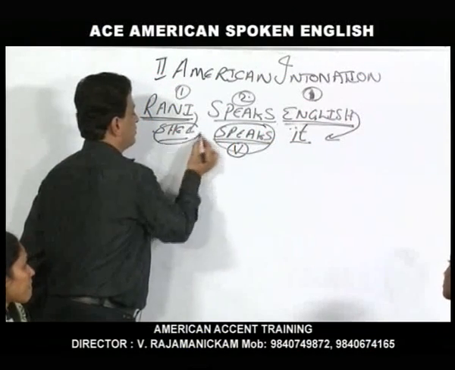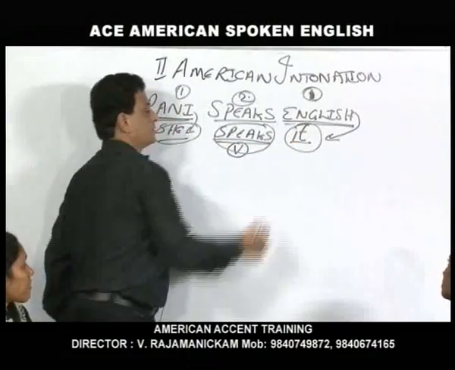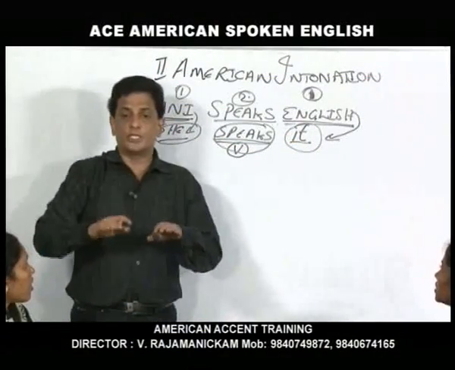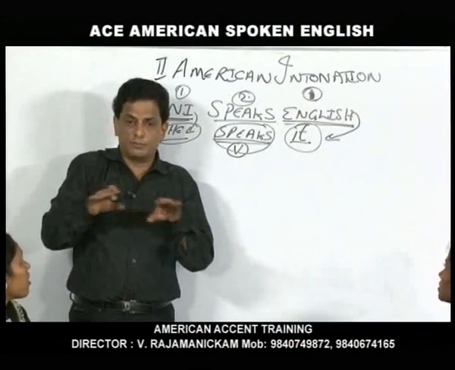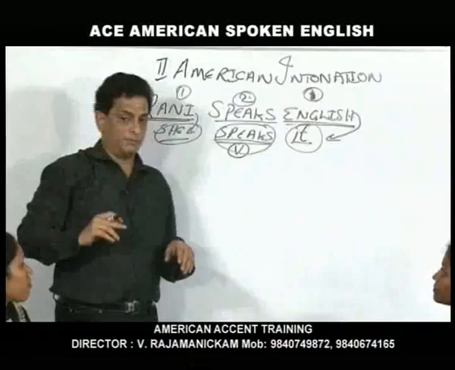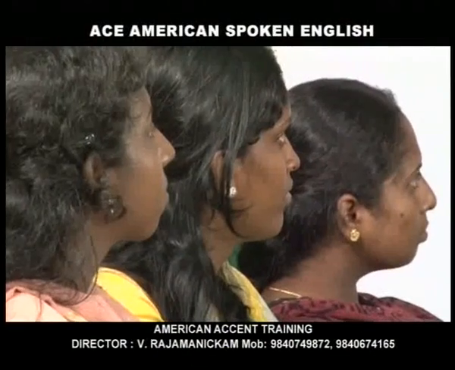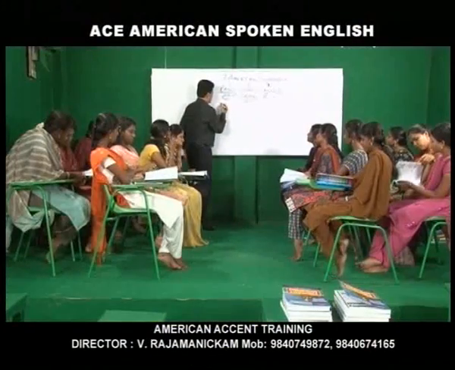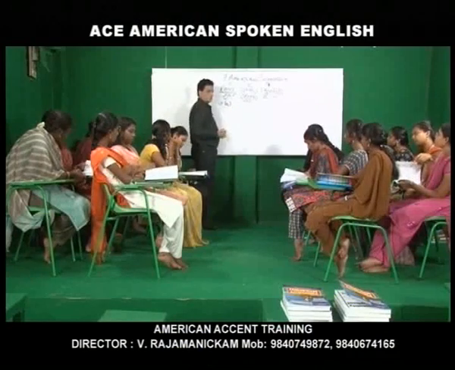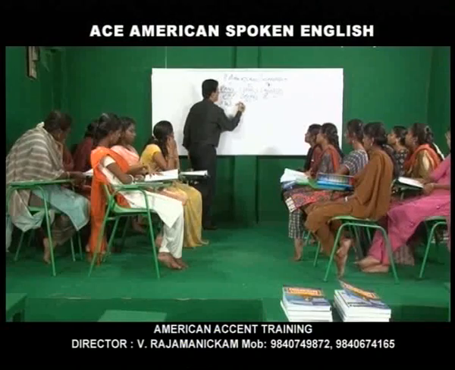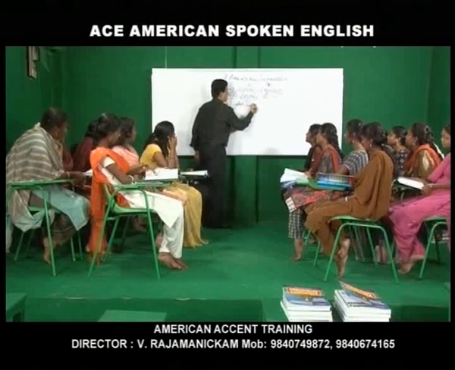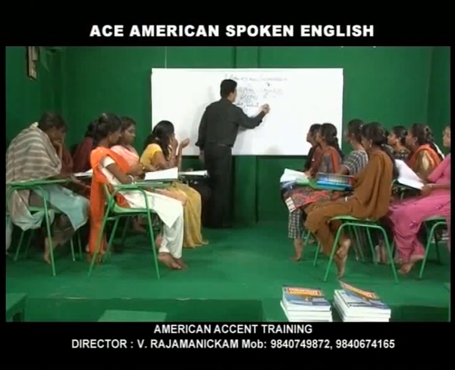Here, speaks should be stressed more, because in a sentence if nouns are not there, the first importance should be given to the verb. So speaks is a verb. Now here the verb should be given 100% and this sound should be 50%. So how do you pronounce this? She speaks it. So she and it are 50% sound. Speaks goes up. Able to understand this?